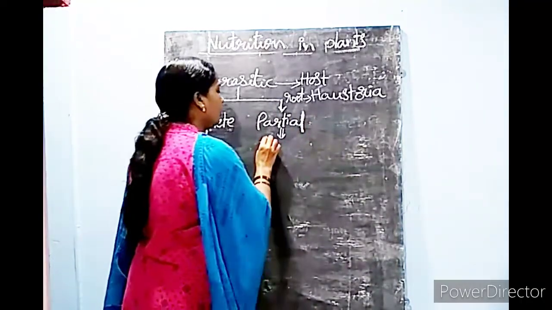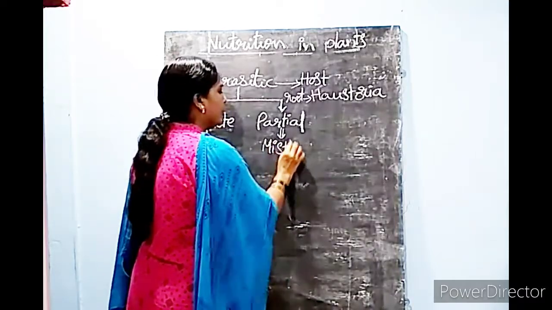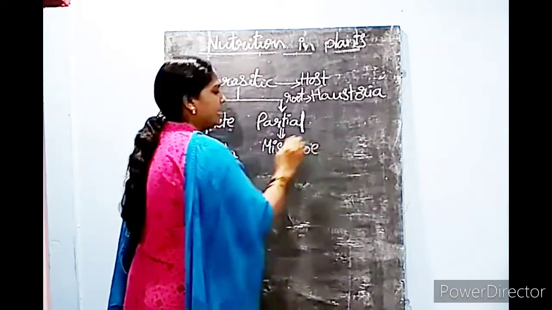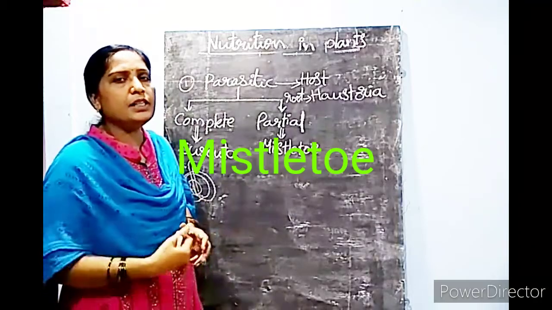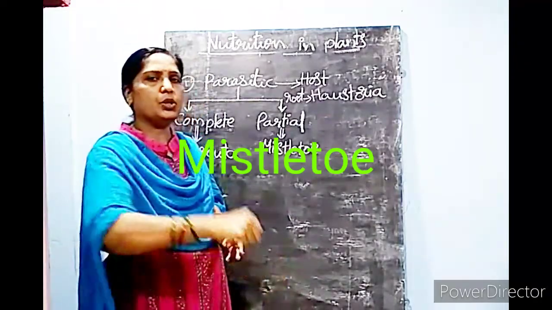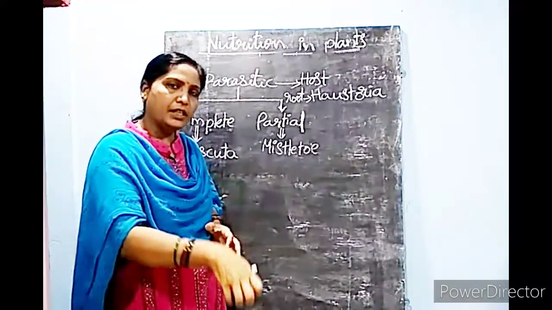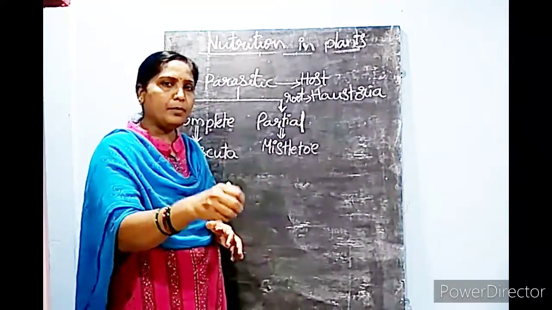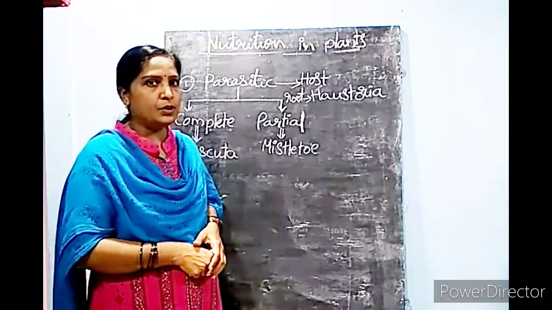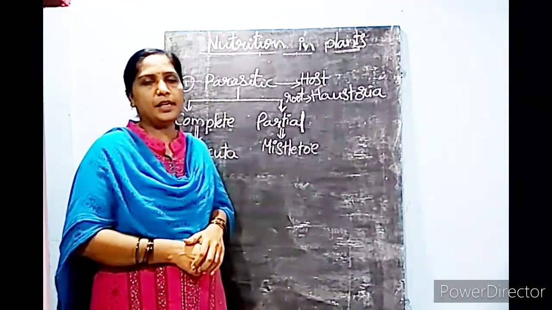So Mistletoe is one example of a partial parasitic plant. It depends on the host plant. With the haustoria, from the phloem and from the xylem, it sucks water and minerals from the host plant. So this is about parasitic plants, children.